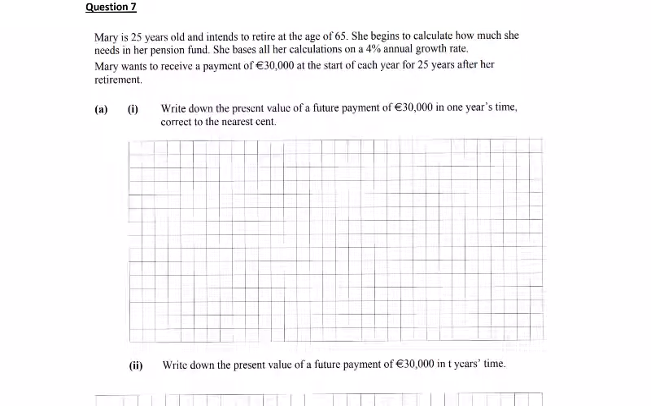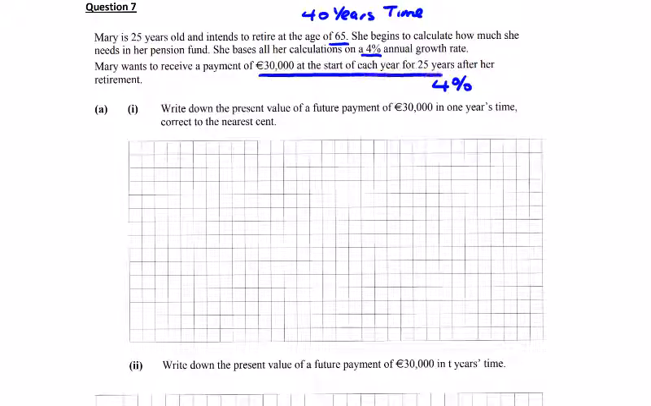Question 7 on the Christmas test. Mary is 25 years old and intends to retire at the age of 65. That's 40 years' time. She begins to calculate how much she needs in her pension fund. All calculations, 4% annual growth rate. Mary wants to receive a payment of 30,000 at the start of each year for 25 years after her retirement.